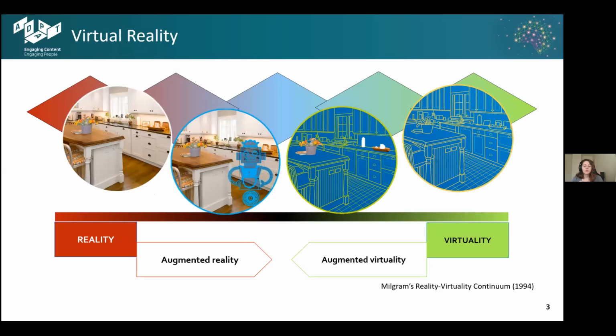So to begin with the presentation, I want to talk about virtual reality. What is virtual reality and what can we do with it? Here you have a spectrum of reality. The first picture, let me put the laser here, is reality. This is a normal kitchen in the real world. We have normal objects, everything that surrounds us is reality.